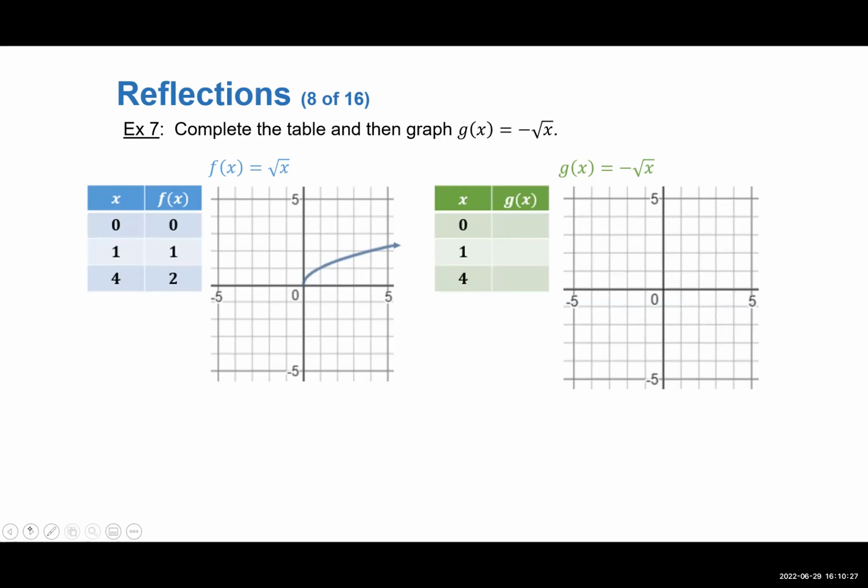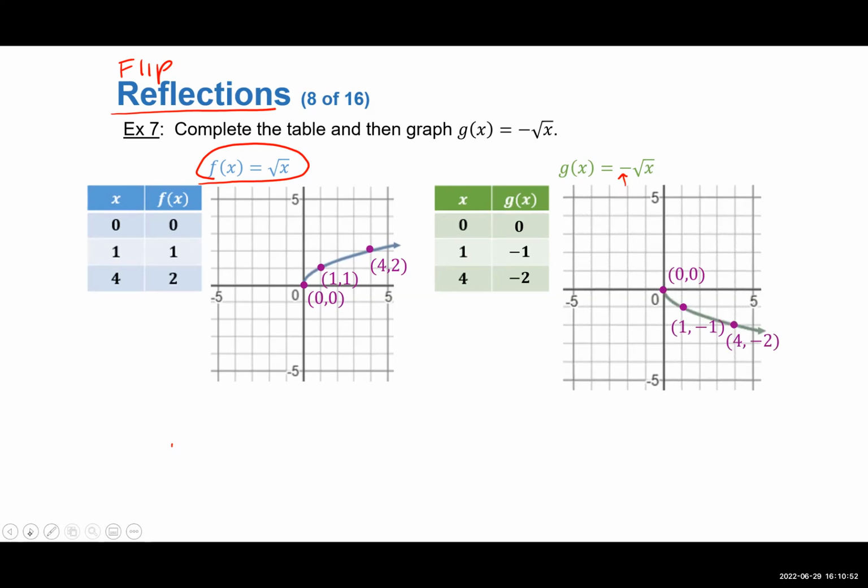So the way you take something and flip it is something you learned a long time ago, probably in junior high. Reflection means to flip. If we're dealing with a square root function and we want to flip it upside down, we put a negative in front of it. Instead of 0, 1, and 2, our values will be 0, -1, and -2. So our graph will then look like that. It would be a reflection across the x-axis.